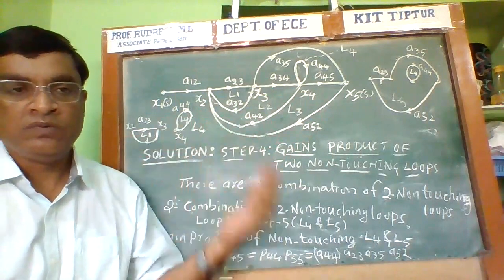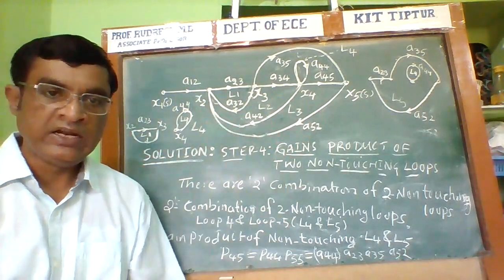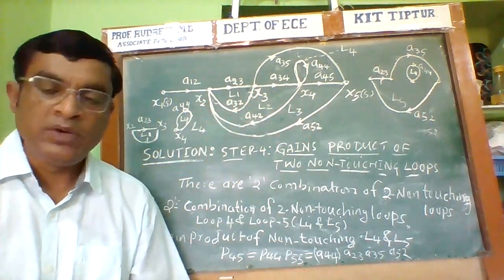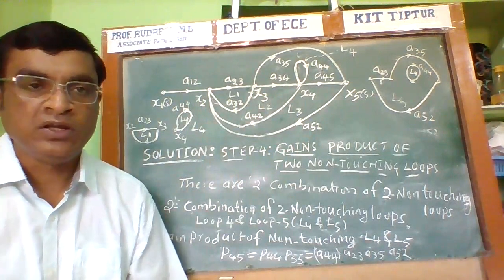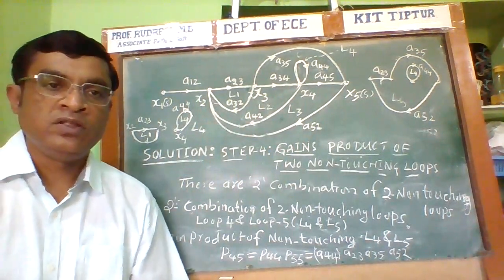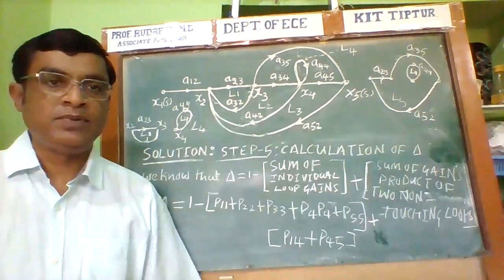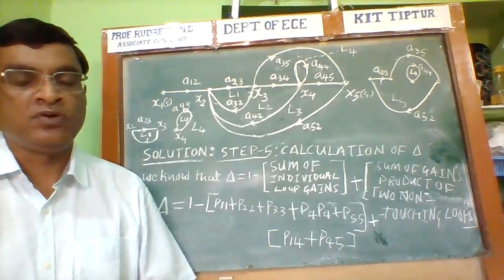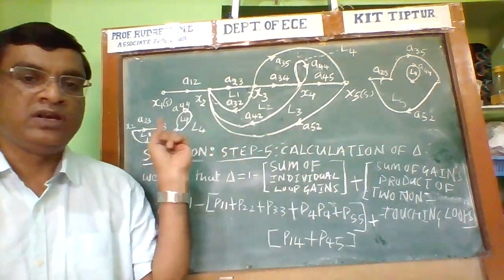So therefore, we need to calculate the next step. We go for calculating the determinant of the graph. The determinant of the graph is indicated by delta, and delta k is the calculation of the next step. In this particular step, I'm going for calculating the delta value. Delta means determinant of the graph.